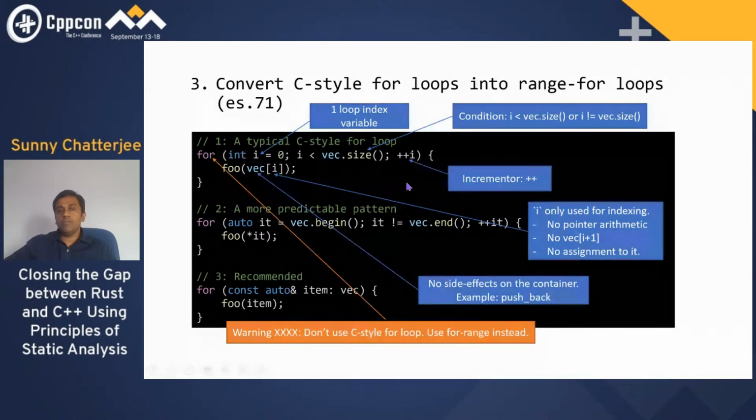And lastly, it will also make sure that we are not doing any side effects on that collection. So for example, if in the loop body we had a push_back operation on the vector, that would cause interesting side effects. So if none of these are happening, then the tool can, with pretty reasonable confidence, warn that, hey, you really need to change this C-style for loop into a range-for style loop.